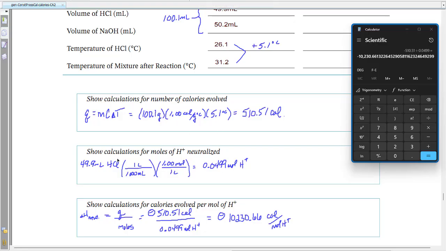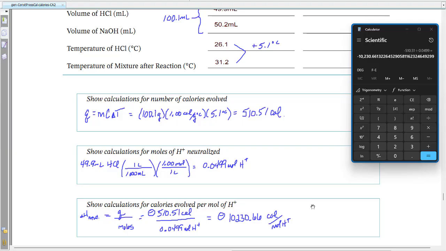So that's how you're going to do this. Q equals MC delta T for the calorimeter gets you your energy change. The starting material here, we wanted moles of H plus, so the starting material is going to tell us how much stuff got reacted, and then we divide those two to get our delta H. Okay.